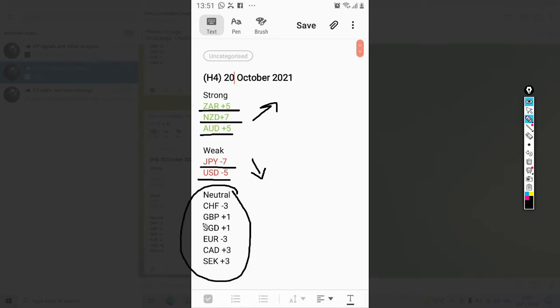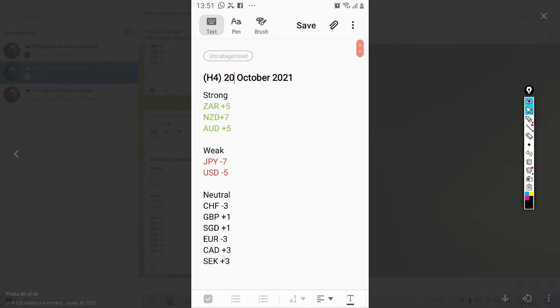Even GBP, I was expecting a little bit of bullish momentum for this week, but it's still here in the neutral group. So that is not good for me, as I was looking for a buy. But let's hope for the best. Let's hope that next week we may see GBP pushing to the upside, Euro pushing to the upside again.